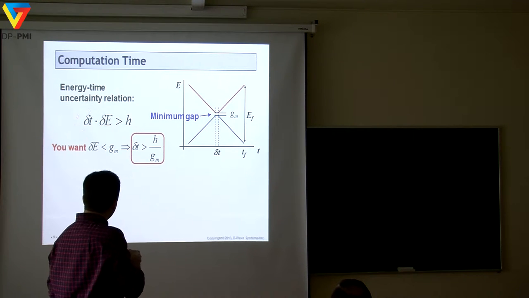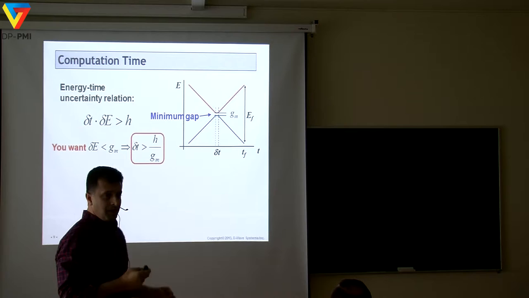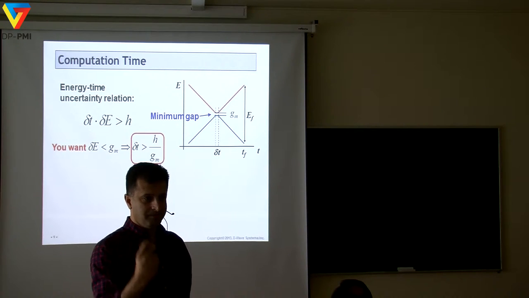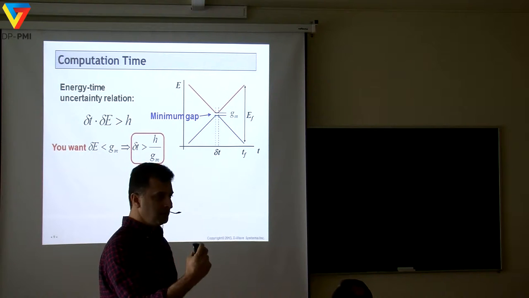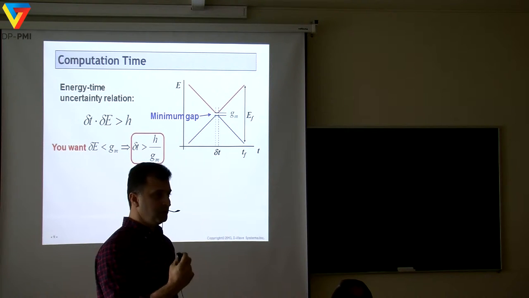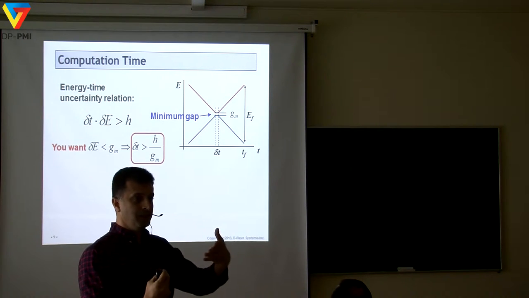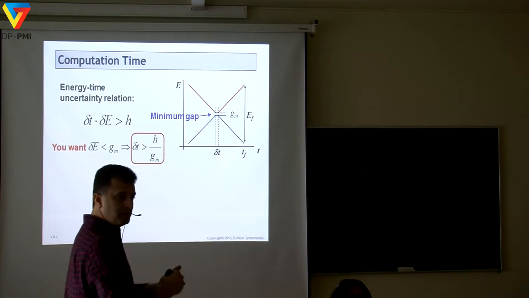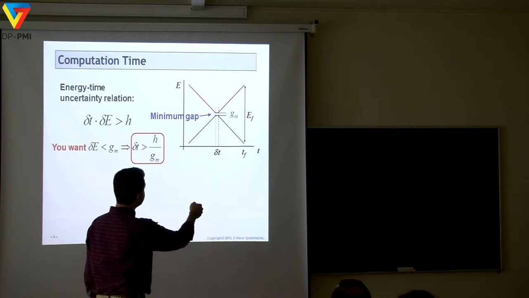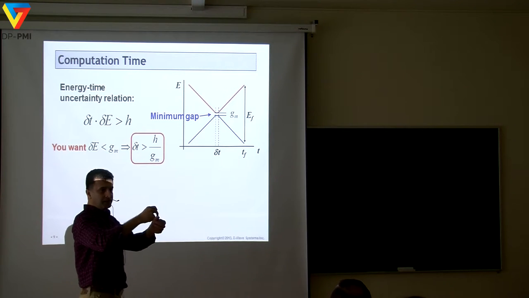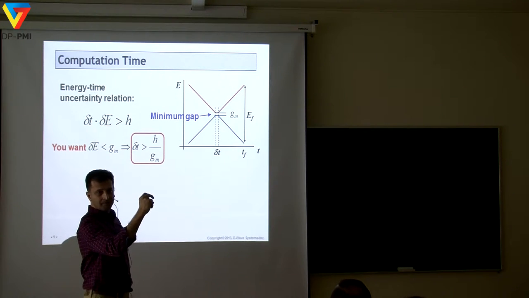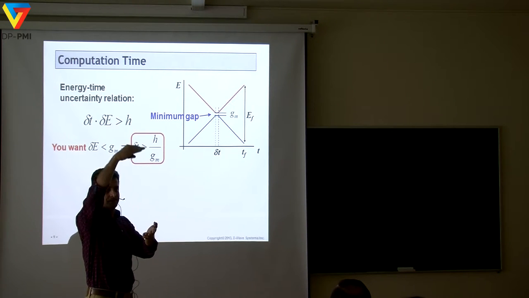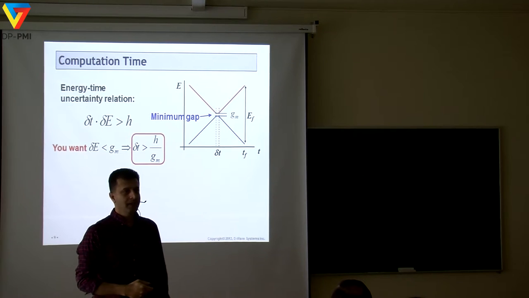So you now know what delta T is. But you want to stay in the ground state, so you want to not have superposition. Therefore, you want to have no uncertainty of the energy. And there, because of the gap, you want the uncertainty of the energy to be smaller than the gap. Am I right? You don't want to occupy this state, therefore uncertainty should be smaller than the gap.